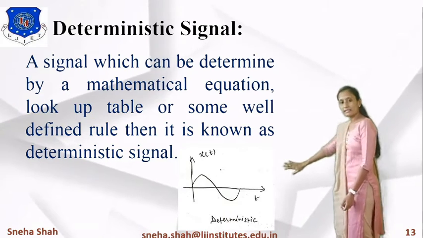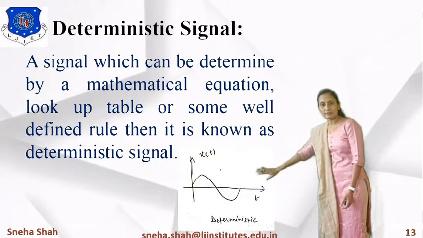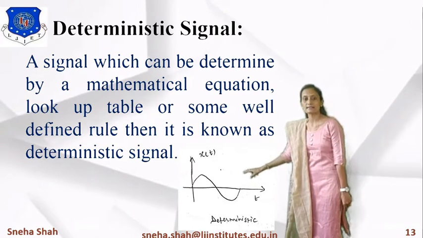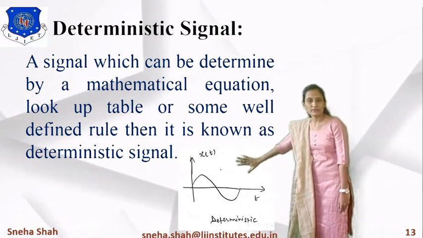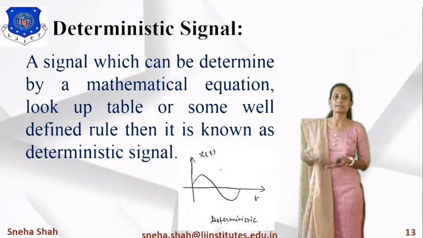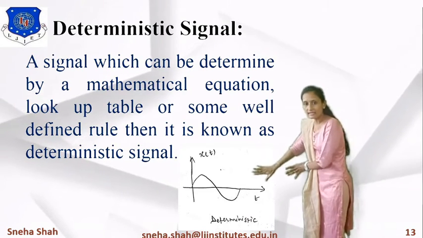And if we draw the deterministic signal, it will look like this. Suppose I am drawing this diagram. From this diagram you can say that this is the diagram for a sine wave. So the behavior of the signal will be like a sine wave. So this is the sine signal.